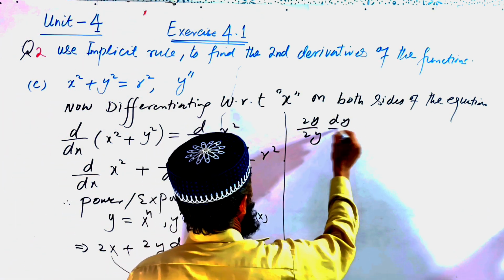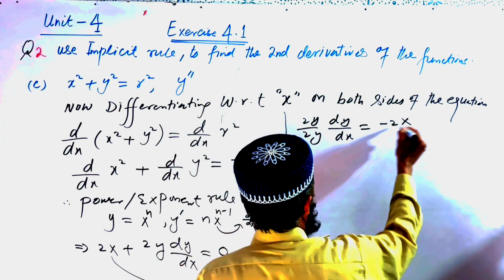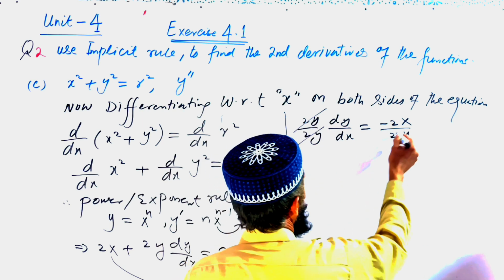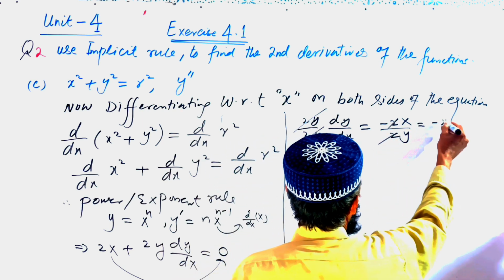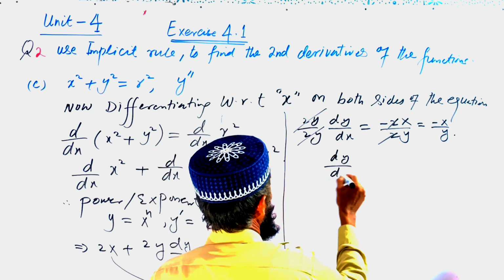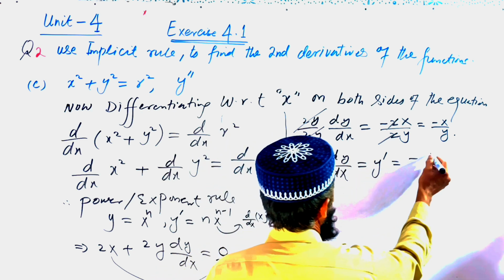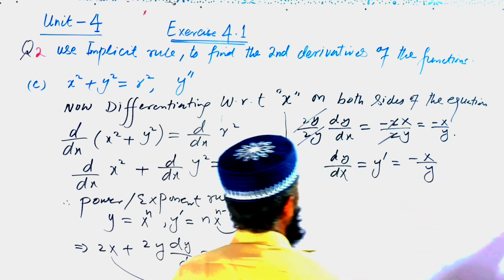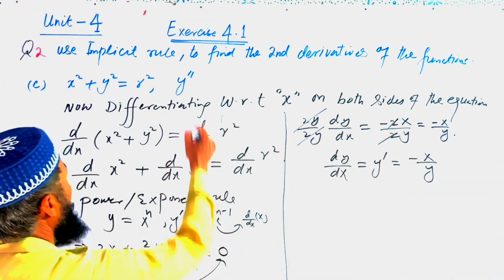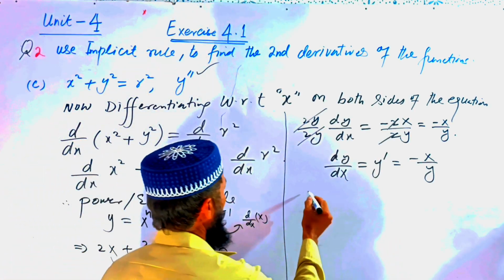dy by dx is equal to minus 2x divided by 2y. So both 2 are cancelled here, and we get minus x divided by y. So dy by dx, or y first prime, both are the same: minus x divided by y. This is the value of the first derivative. Now we are finding the second derivative, again differentiating with respect to x.